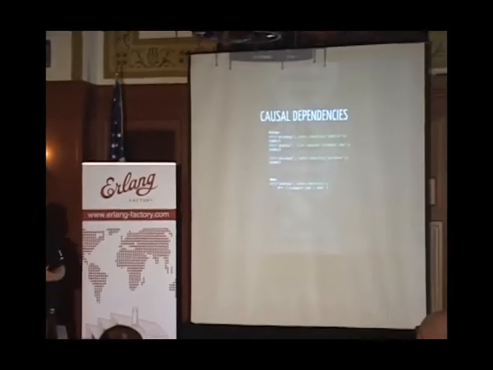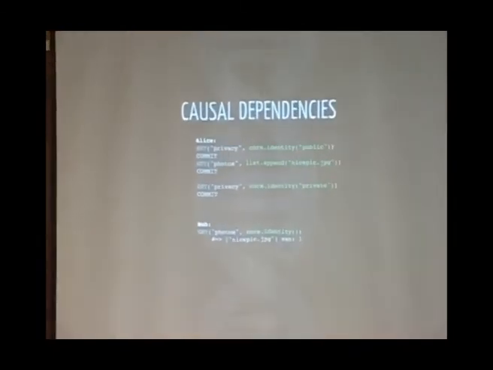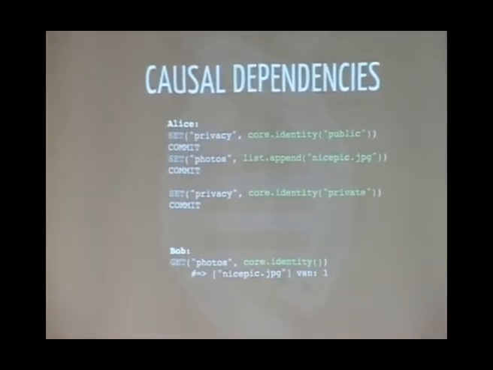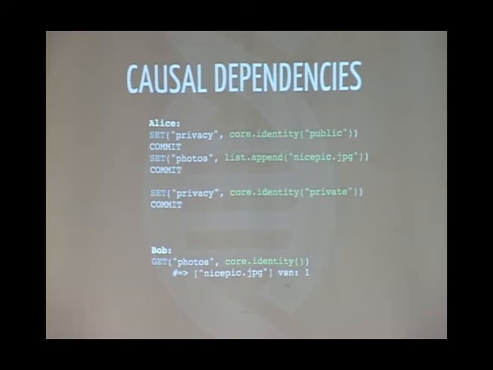So let's start with this simple scenario. We have two actors in the system. One is Alice, and the other is Bob. What Alice tries to work with here is a photo album of a kind that has a privacy setting. When she creates the album, she sets the privacy to a value of public. So she defines that her album is public, and then she commits that transaction.